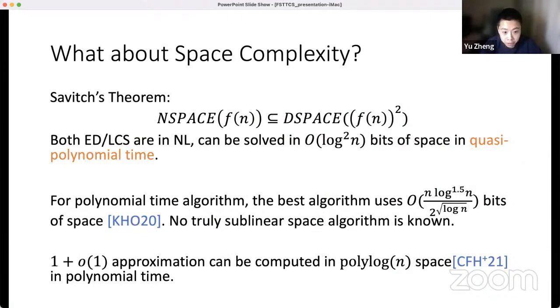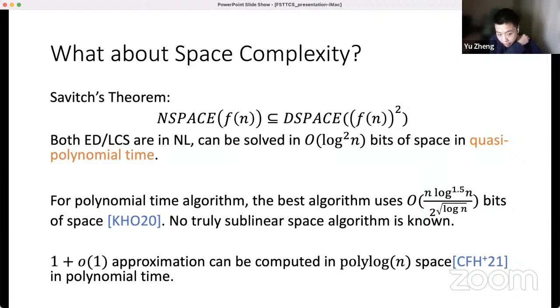Okay, so what about space complexity? The classical Savitch theorem tells us that any problem that can be solved non-deterministically with space f(n) can also be solved deterministically with space f(n) squared. So we know that both edit distance and LCS are in NL, and they can be solved with roughly log n squared bits of space in quasi-polynomial time. And for polynomial time algorithms, the best algorithm currently uses only slightly sublinear space, like this. There's no truly sublinear space algorithm in polynomial time that is known.